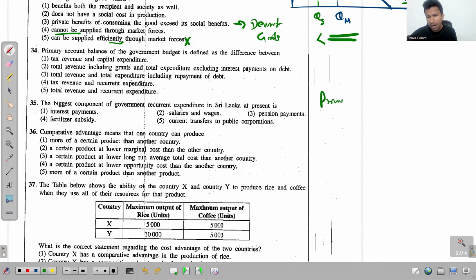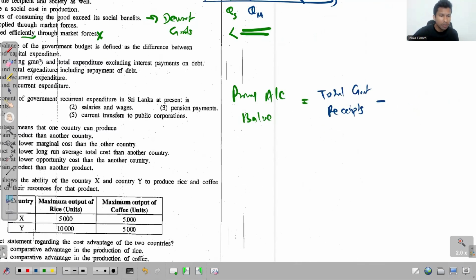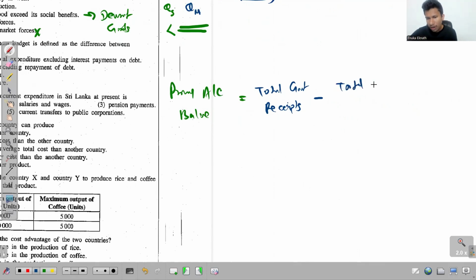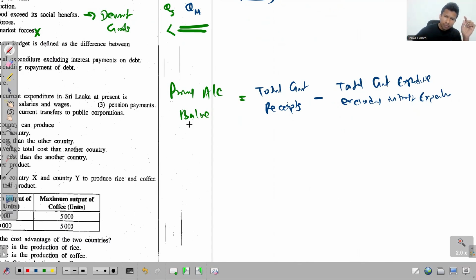So let me write, primary account balance is equal to, we can simply write total government receipts, right? Total government receipts. From this, we deduct, what do we deduct? Total government expenditure, right? Total government expenditure, remember, excluding interest expenditure, right? Excluding interest expenditure. So see, this is what I have written here. Primary account balance is equal to total government receipts.